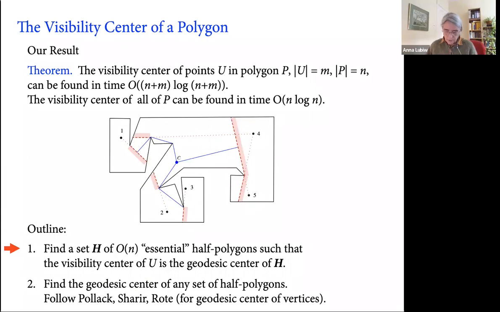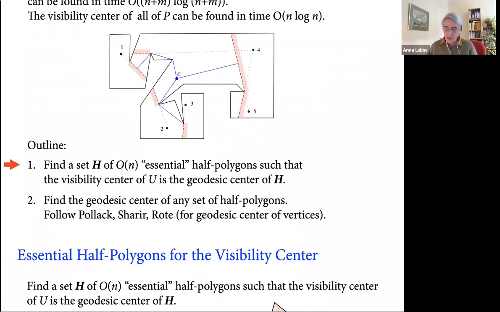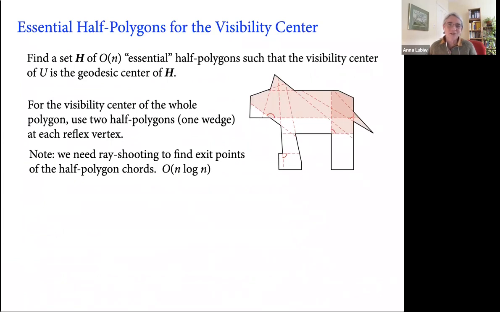Okay, so let's look at this first. How do I reduce to a linear sized set of half polygons? We were seeing how to do that in the case where I want the visibility center of the whole polygon, because it's just 2 half polygons at each reflex vertex of the original polygon. Oh, and one thing I should say is that we do need ray shooting to find the endpoints of these windows of visibility. So we're looking at the n log n runtime right there.